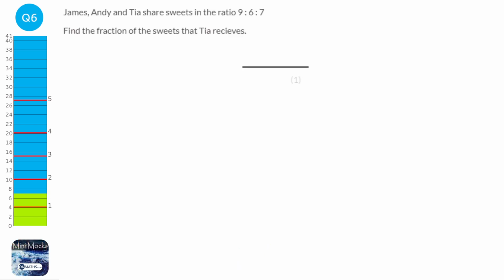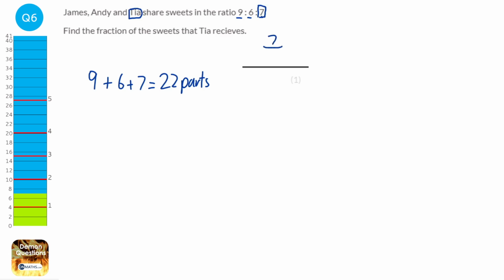We're going to first of all work out how many parts there are in total. So we've got James with 9 parts, 6 for Andy, and 7 for Tia. So in total we've got 9 plus 6 plus 7, which is 22 parts in total. And we're asked to find a fraction Tia receives. Now Tia's the last one, so she is receiving the 7 parts. So it's 7 out of 22.